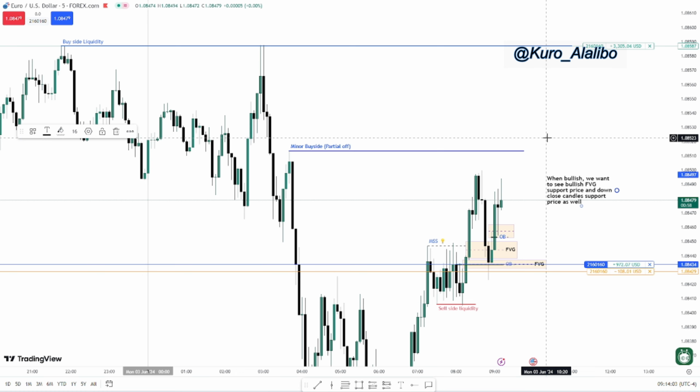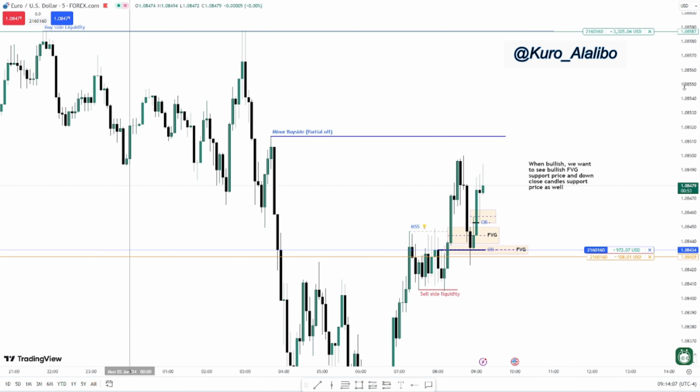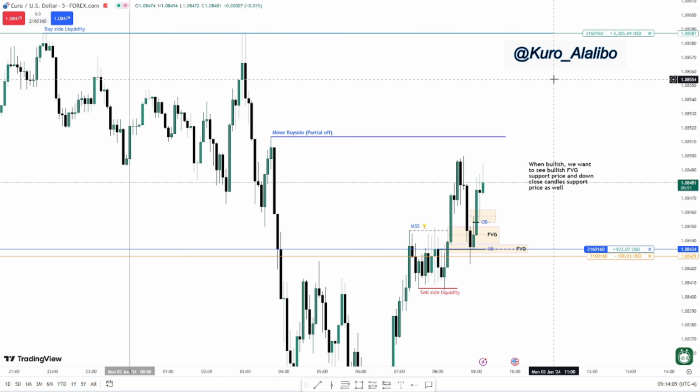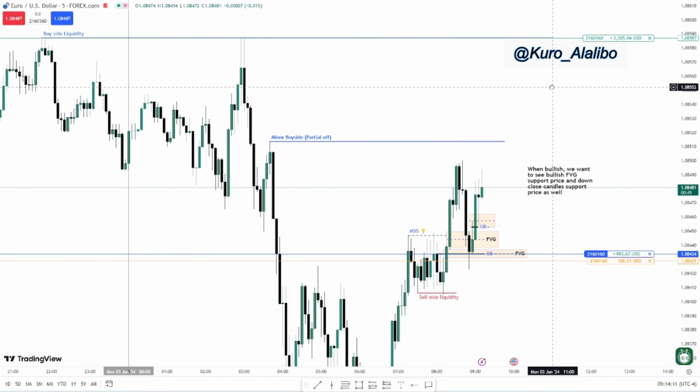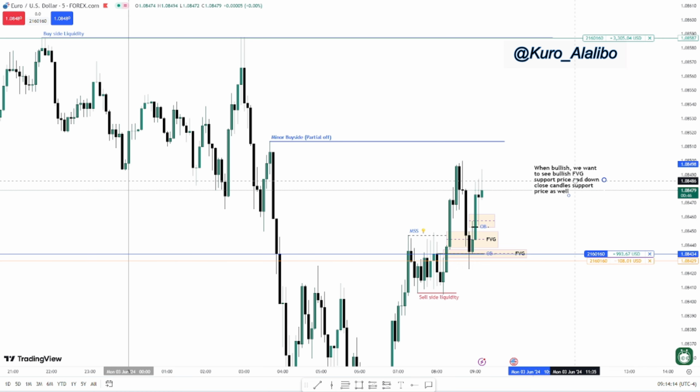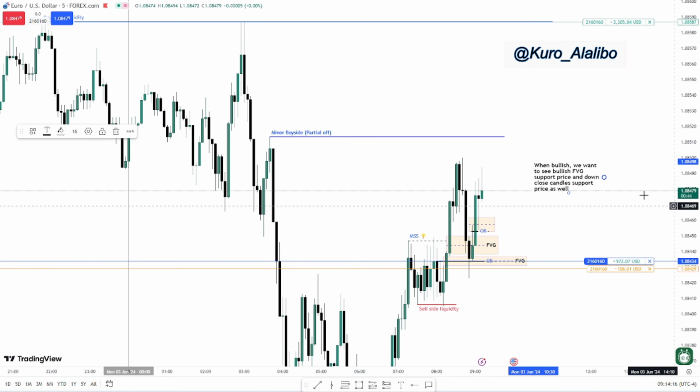I haven't actually had my breakfast this morning. I've not eaten, so I will try to go to the kitchen and grab something to eat real quick. But I'll just leave my annotations on.